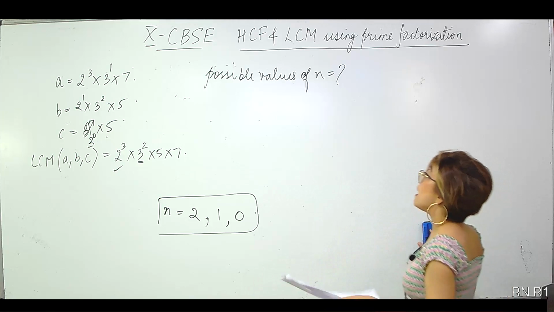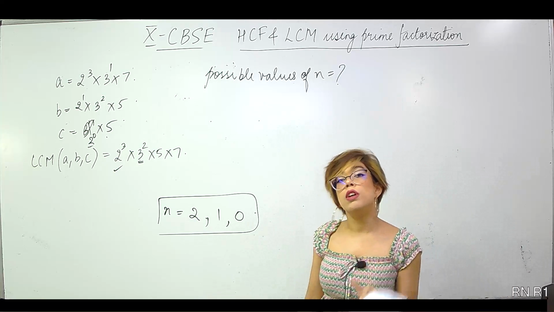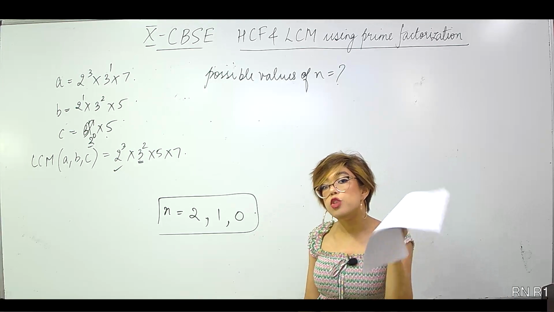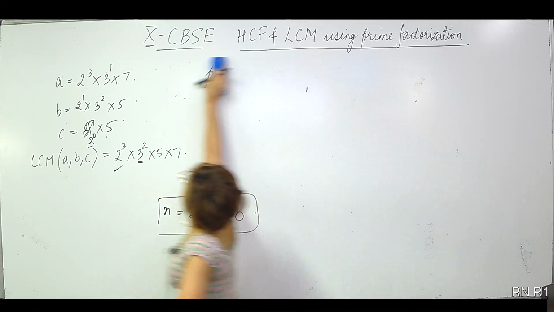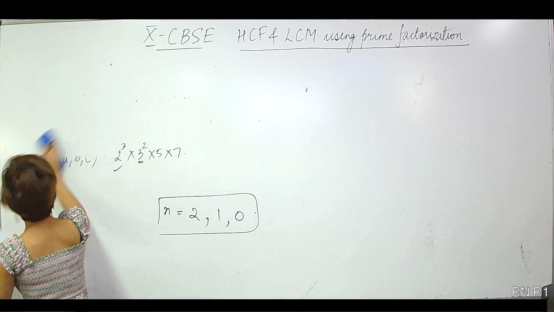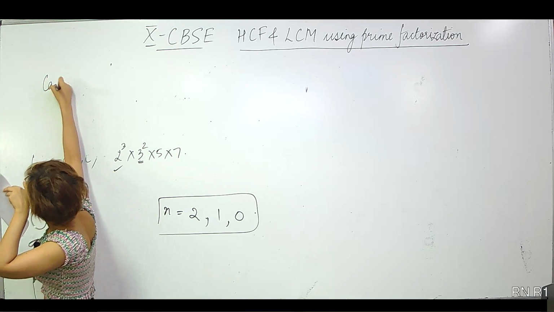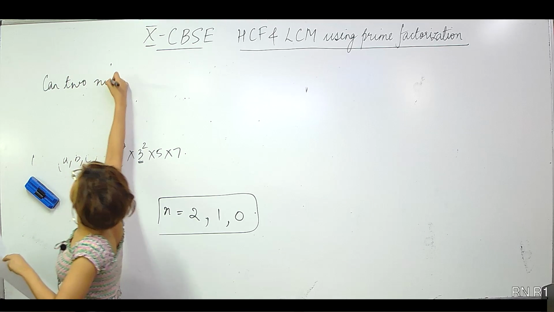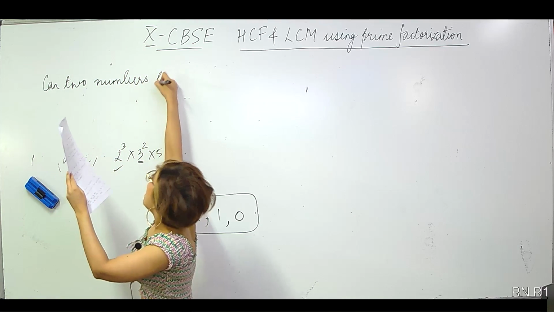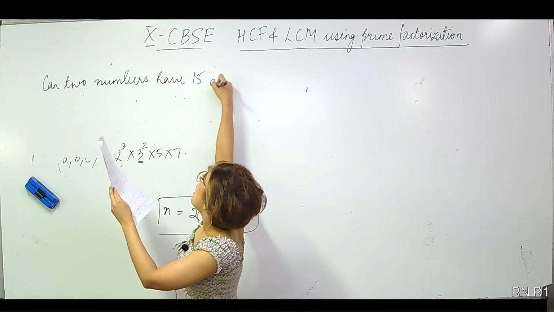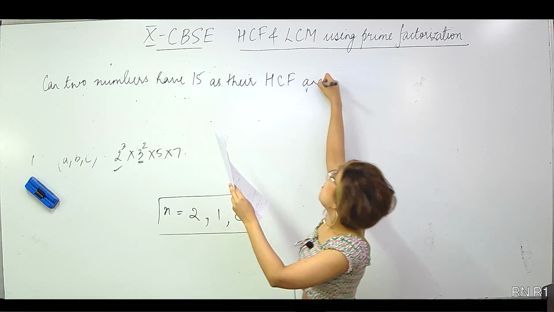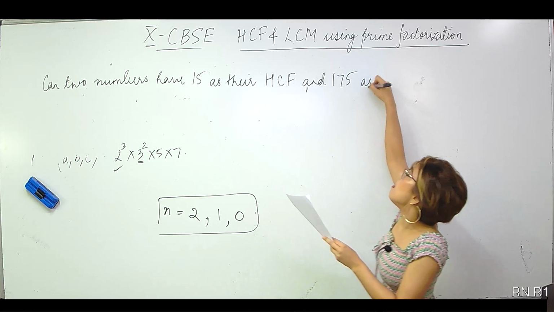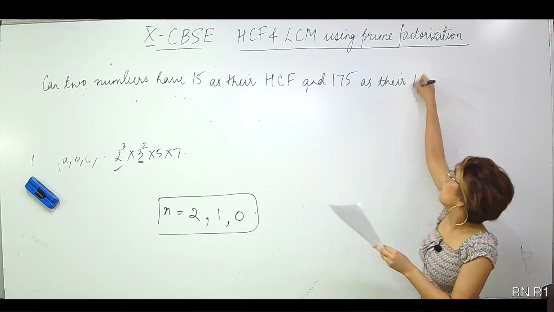Alright, now next is a very interesting question. Mind it, I know you know the answer, but you should be able to justify it pretty well. Alright, so write down. Can two numbers have 15 as their HCF and 175 as their LCM? Justify.